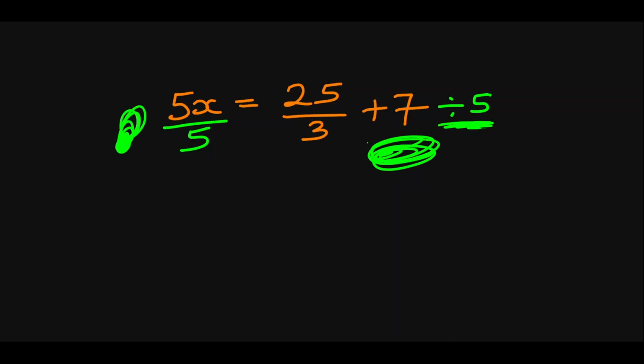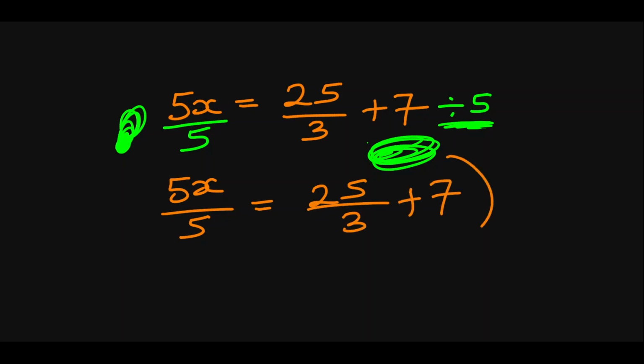So what I'm trying to say is that the appropriate way you would write this will be 5x divided by 5, then equal to 25 over 3 plus 7, all divided by 5, or the best way to do it, which we talked about in the last lesson, divided by 5 this way using the fraction or the division bar. This tells us that everything on that right hand side is divided by 5. This is exactly the proper mathematical way to do it.